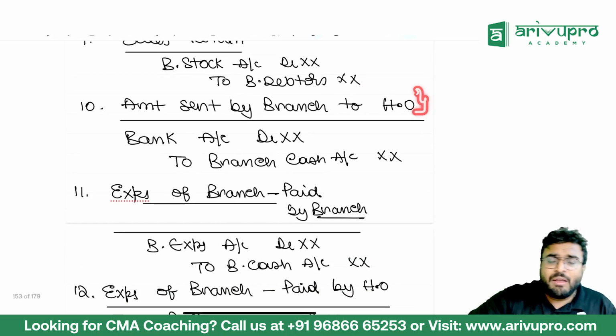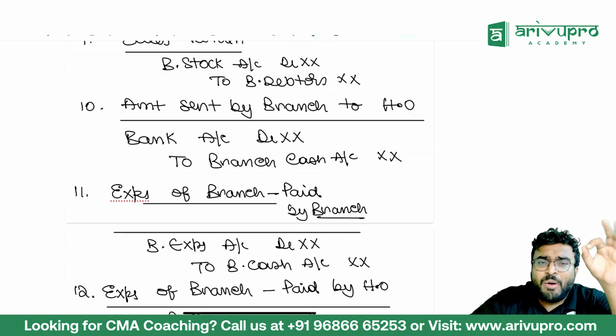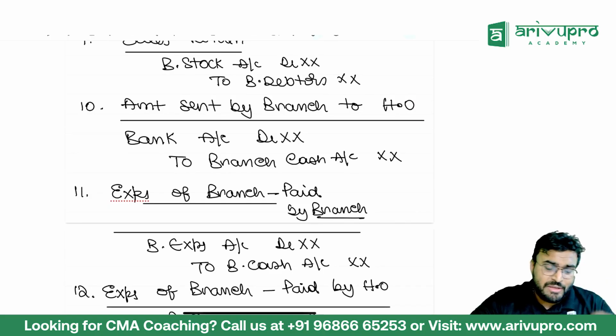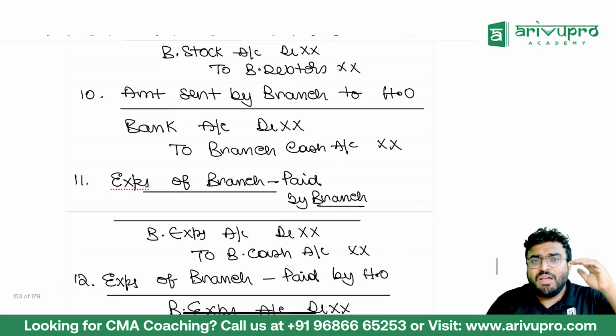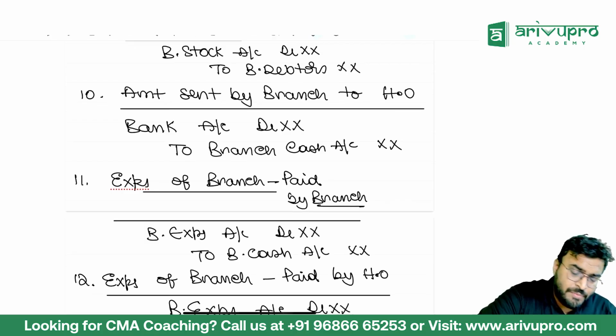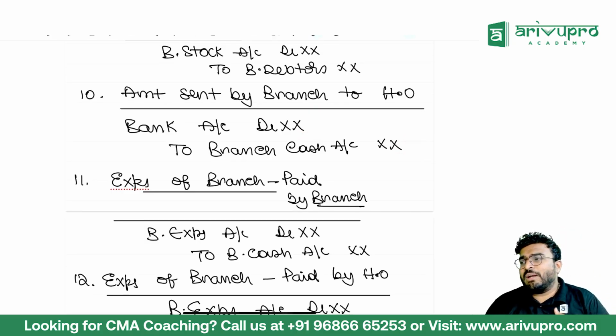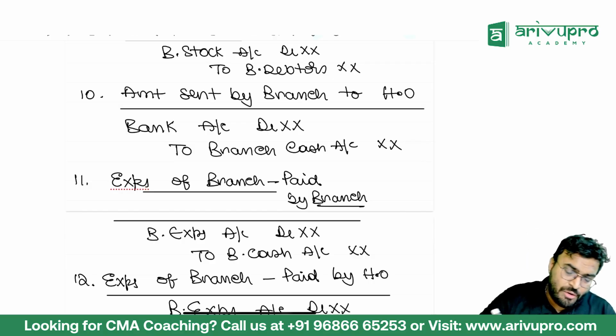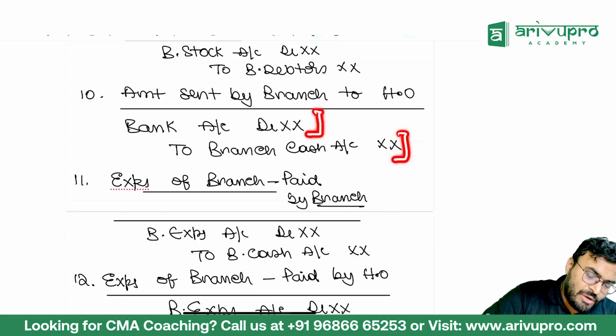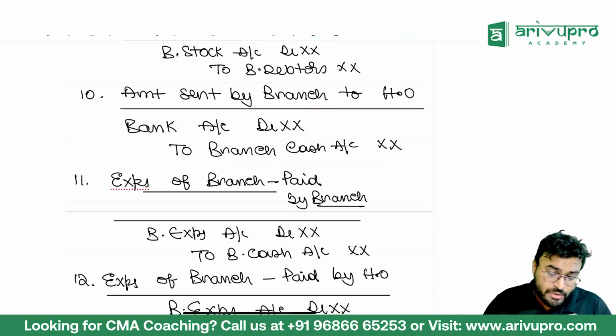Amount sent by branch to head office. If amount is sent by branch to head office, bank account debited to branch cash account. So you're going to write bank account debited to branch cash account.